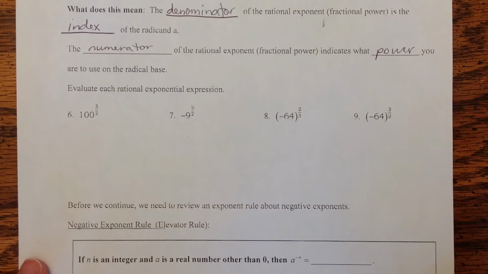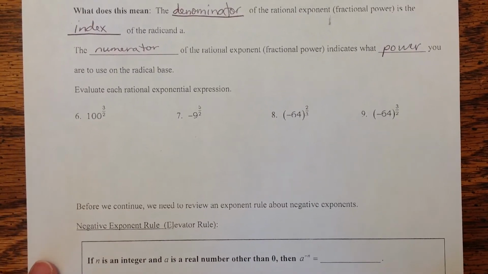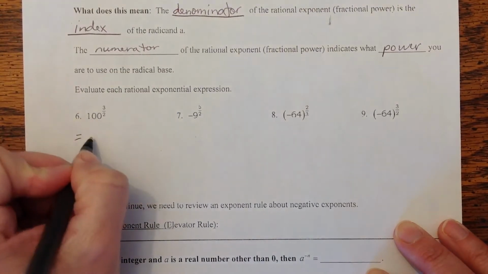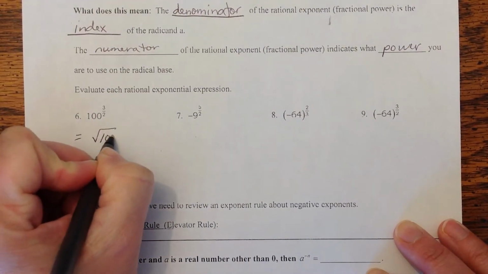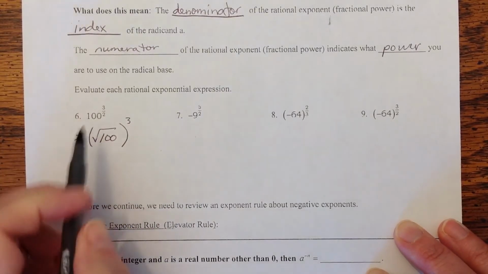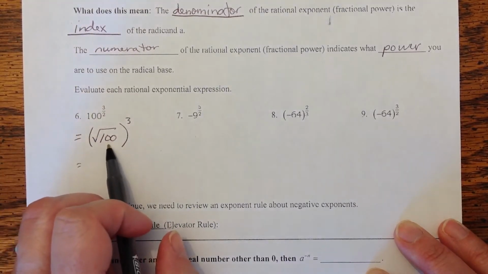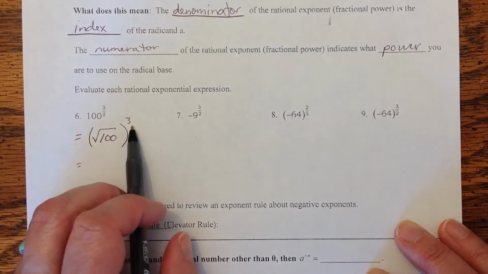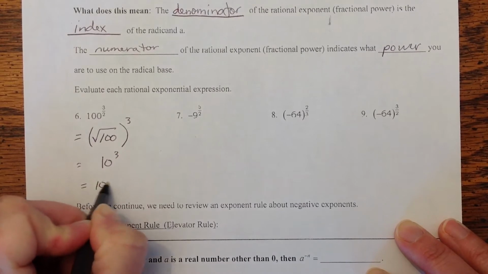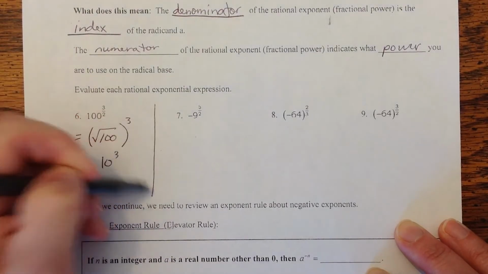So let's practice simplifying some of these. So this is how I feel best to do this. I'm going to take the square root of 100 first, and then I'm going to cube it. If I take the square root of 100 first, that gives me a smaller number to cube. So this is 10 cubed, or 1,000.